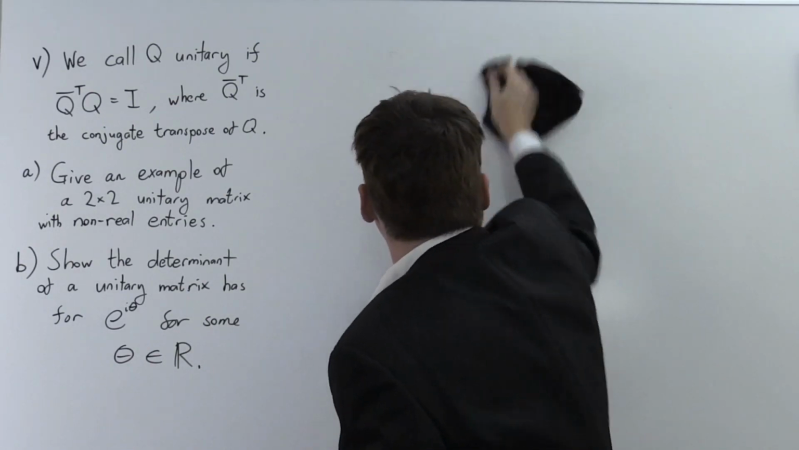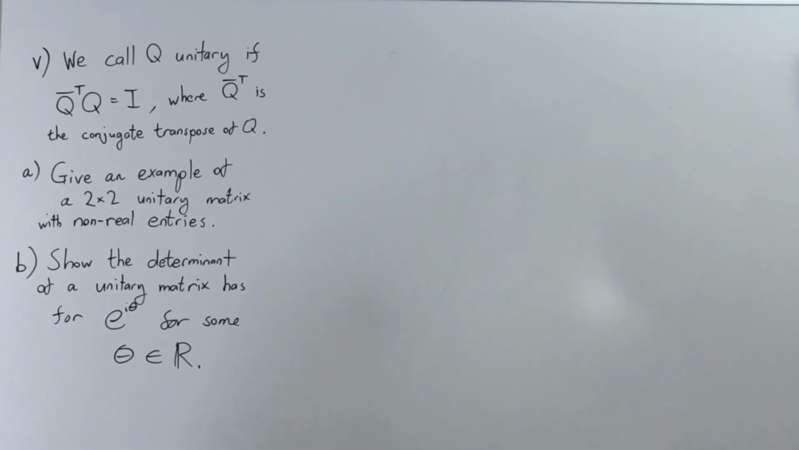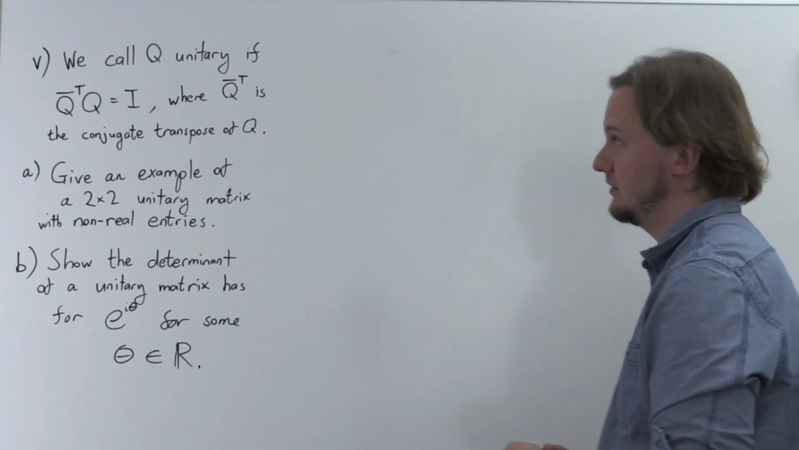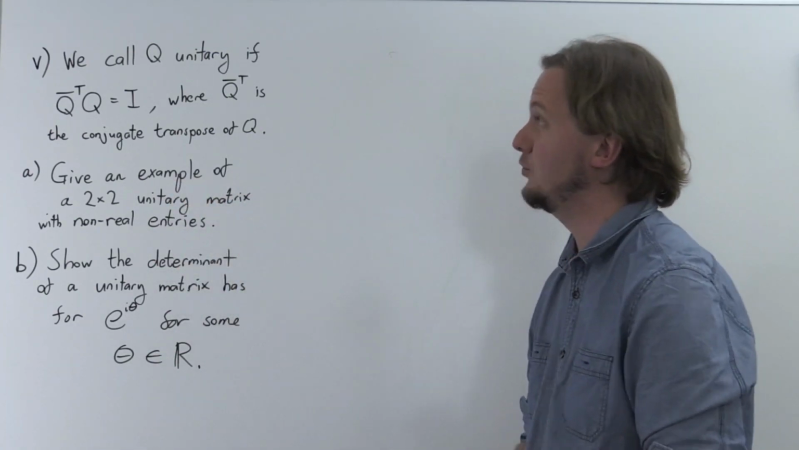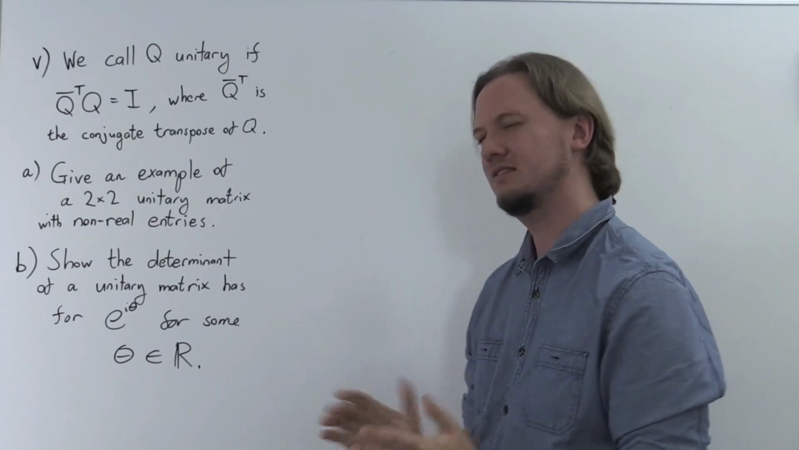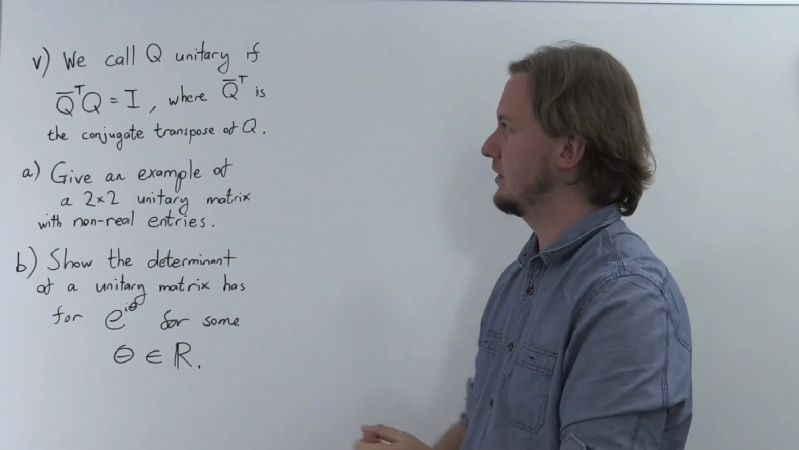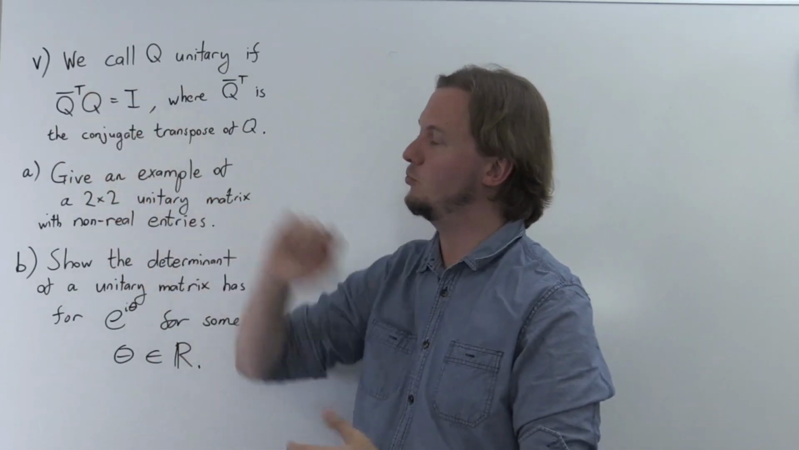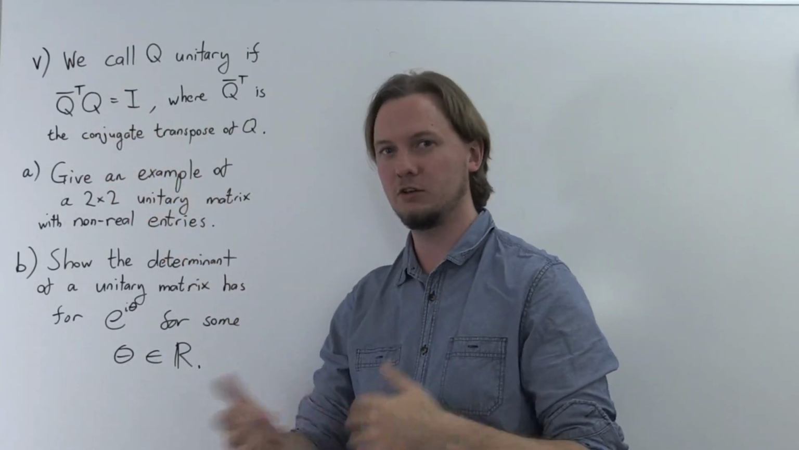Right, so this is actually the final question we're going to do. They've introduced a new type of matrix to you in this question. It's something called a unitary matrix. It's somewhat similar to an orthogonal matrix, which I think you have seen. But rather than having Q transpose Q as the identity, you have Q bar transpose Q, where Q bar is the complex conjugate.